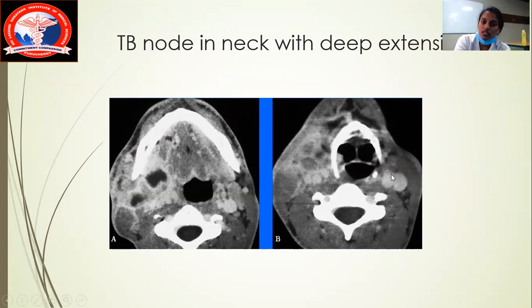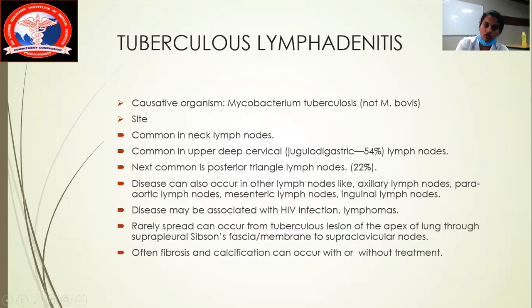Yeah. So there is an extension into the deeper structures also. So what is tuberculous lymphadenitis? Tuberculous lymphadenitis is the most common form of extrapulmonary tuberculosis, and it is most commonly caused by Mycobacterium tuberculosis and not by Mycobacterium bovis. What are the sites where we can expect this tuberculous lymphadenitis?